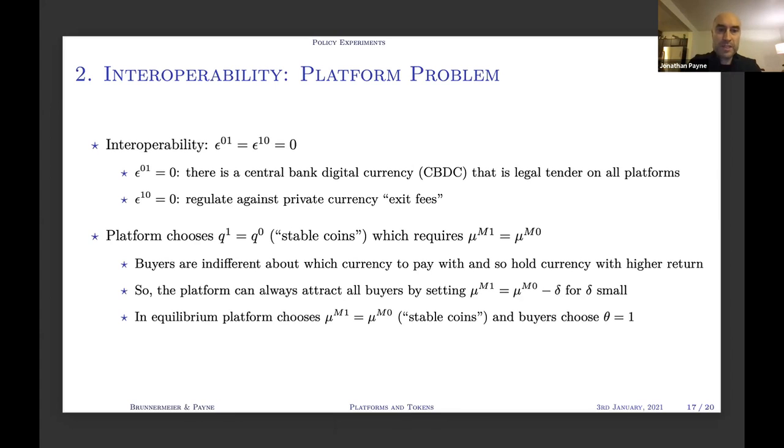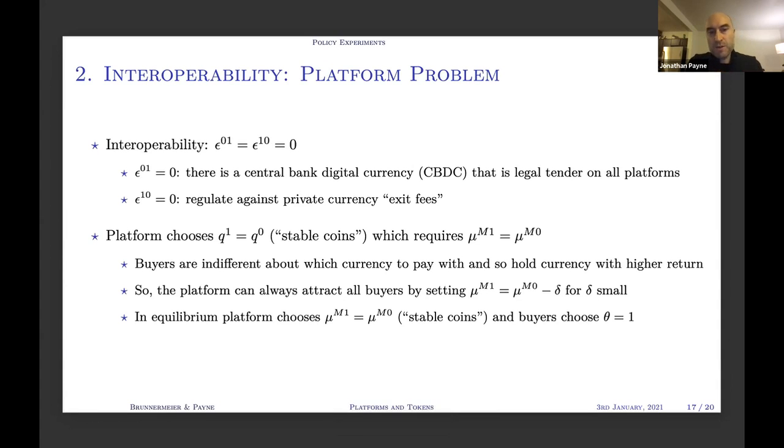So what does this end up doing to the platform's optimal decision? Well, in this case, the platform is going to want to choose the money supply so that they get a stable coin arrangement, right? So that the price of the private digital token is the same as the price of the government money. Why is this? Well, in this case, buyers are really indifferent about which kind of currency they're going to pay with. And so they just want to hold the currency that has the higher return, because there's no interoperability fees.